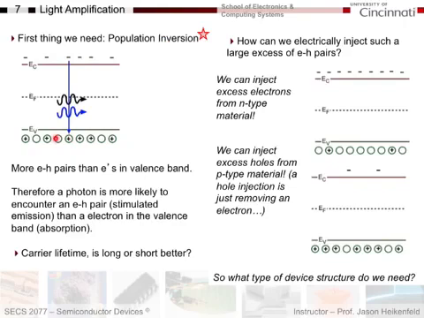So how do you do this? Well, how can we electrically inject such a large excess of electron-hole pairs? We could have N-type material on one side of this thing, one side that has tons of electrons. We could have P-type material on the other side that has tons of holes, and we could basically have a PN junction which injects the electrons from one side, the holes from the other, and then gives you population inversion. So again, a diode is coming back into play in this course.